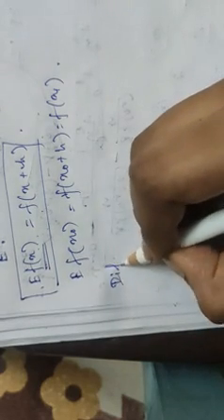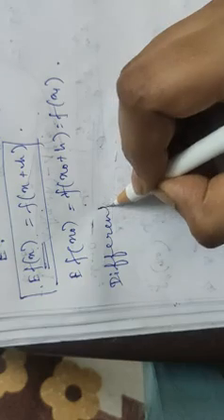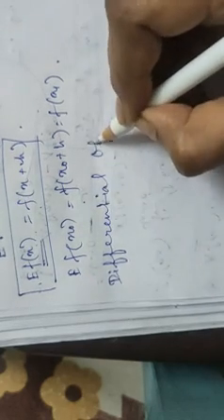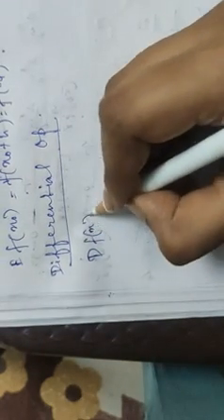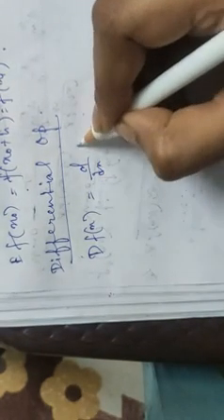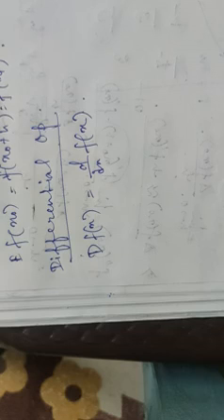Next operator is called difference operator or differential operator. Differential operator is denoted by D and defined as the derivative of the function, that is D of f x equals d dx of f x. It's just the differential operator.